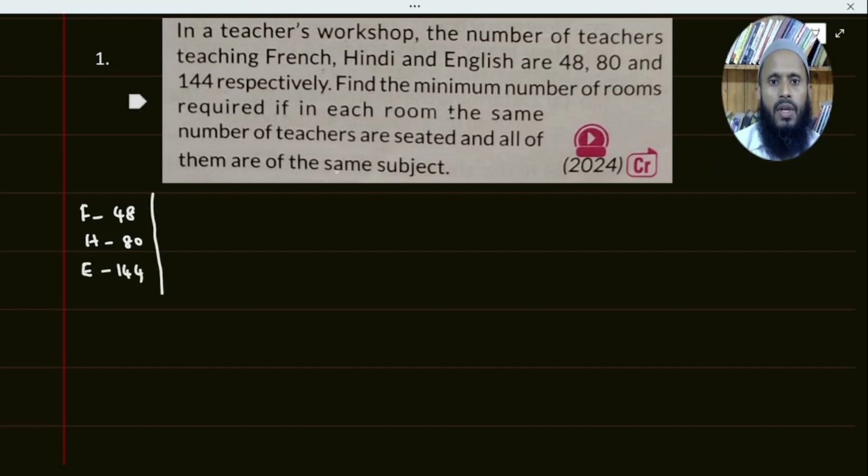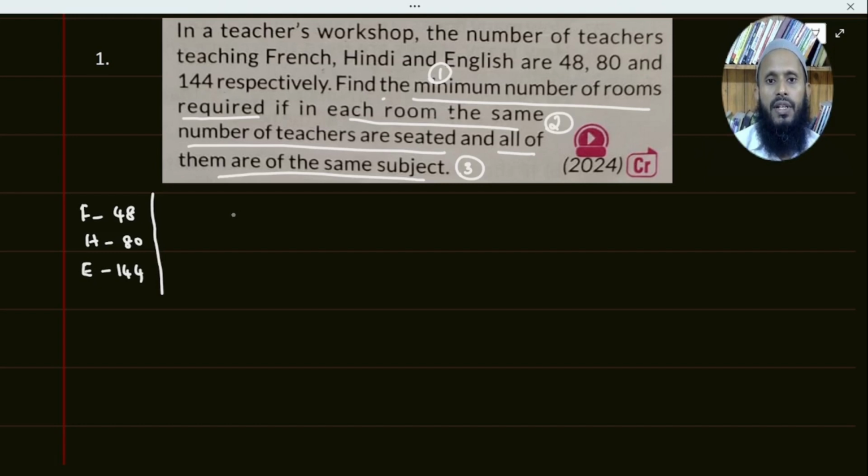Okay. Now, they have given us three conditions which we need to satisfy. One condition is: find the minimum number of rooms required. Okay, that is one condition. Second condition is that in each room the same number of teachers are to be seated. That is the second condition, same number of teachers. Now, third condition is all of them should be of the same subject. Okay, these three conditions are there. So I will try to solve this question part by part.